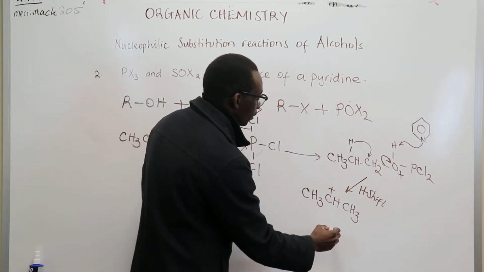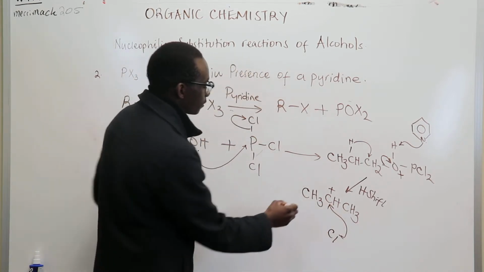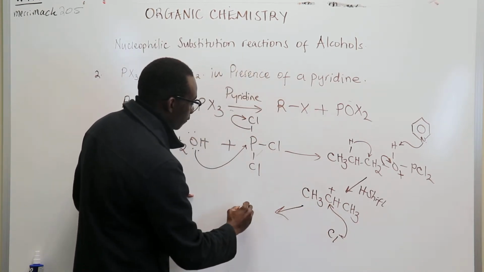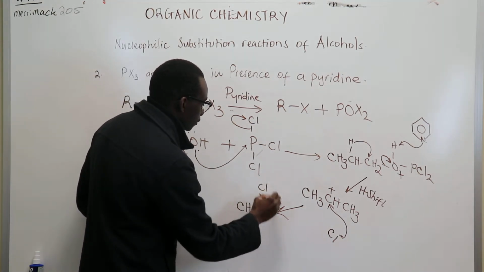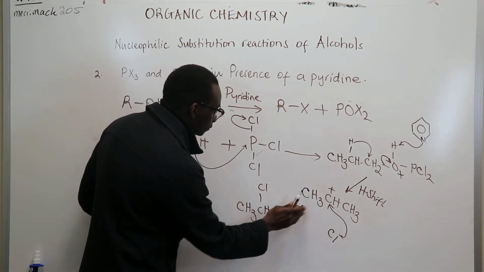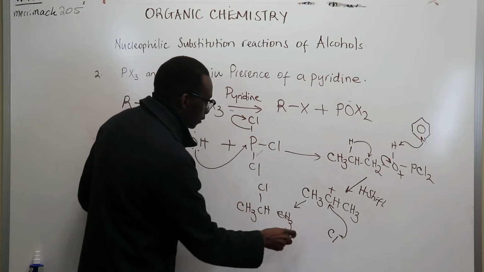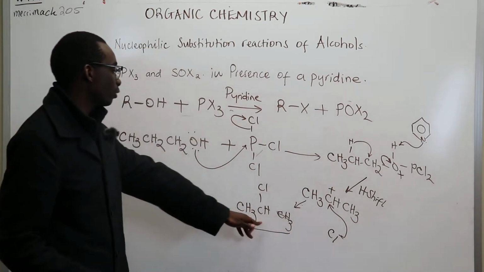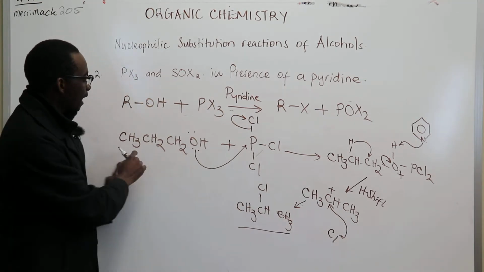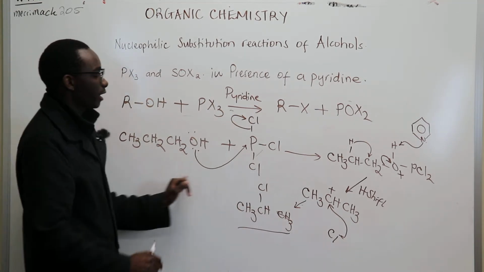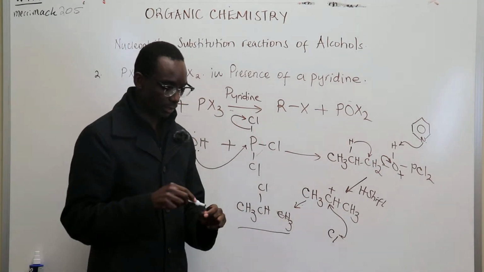So this is when our chloride ion attacks this species, then we form our final product as CH3CHClCH3. So now this is our major product when an alcohol that has more than 3 carbons reacts with phosphorus trichloride in presence of a pyridine.